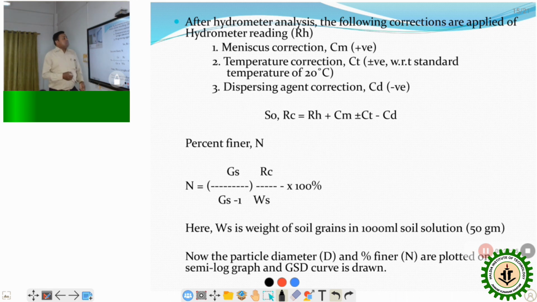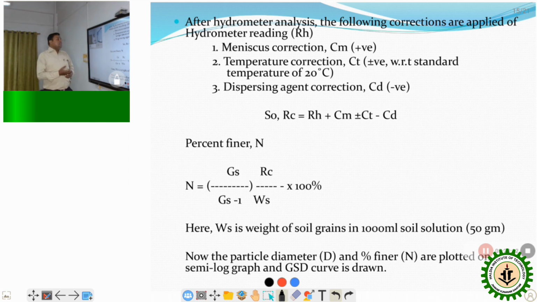Then comes temperature correction. This correction is to be applied with respect to a standard temperature of 20 degrees centigrade. The suspension that we are using, at what temperature is it at that time. If it is more than 20 degrees, the correction will be positive. If the suspension temperature is less than 20 degrees, the correction amount will be negative. Then comes the dispersing agent correction.